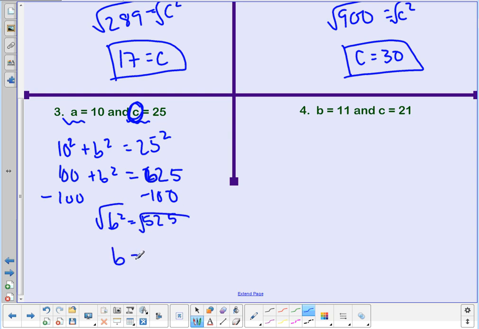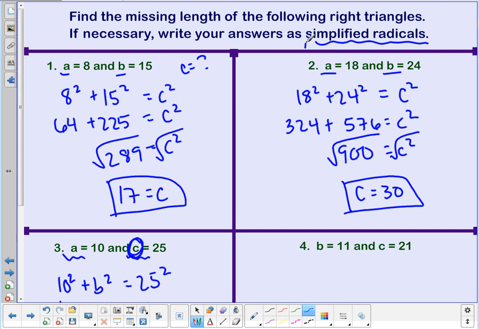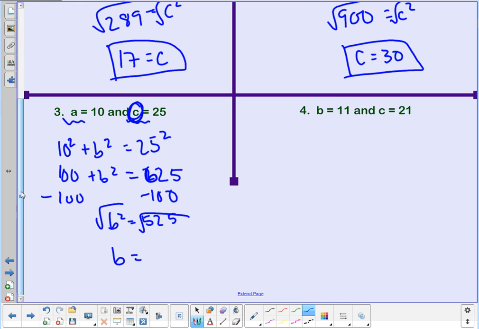So b is equal to the square root of 525. Now, here's the thing. We need to go back to those original directions that say write your answer as simplified radicals. A lot of times, probably up until this year, you would just plug in the square root of 525, make it an approximately equal to sign, and round your decimal off. We're not going to do that here.